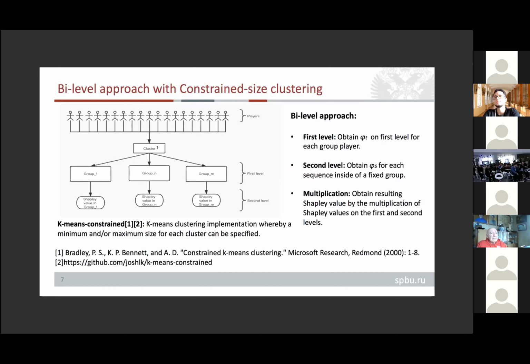So that's why we found some special methods. It's called constrained size, which means that we can set the size for each group, so that we can guarantee all of the groups will have a good size for obtaining the Shapley value. The algorithm we used for clustering is called constrained k-means.